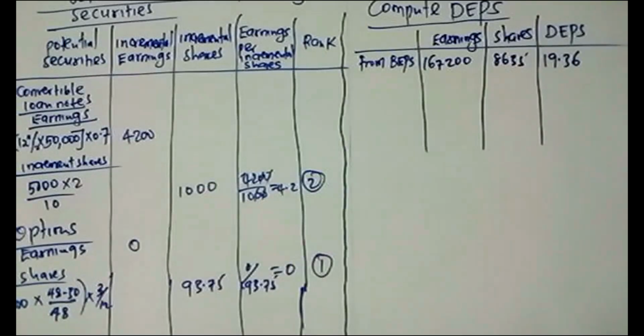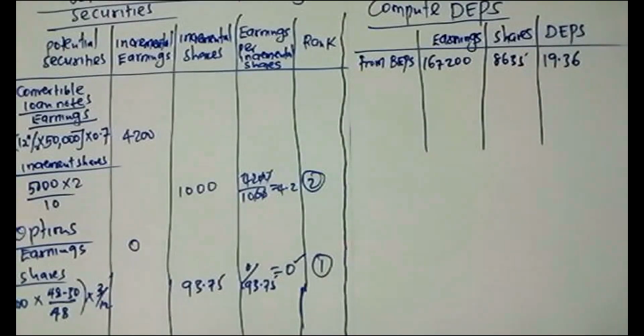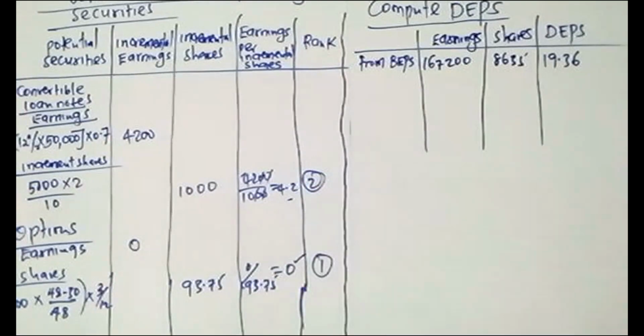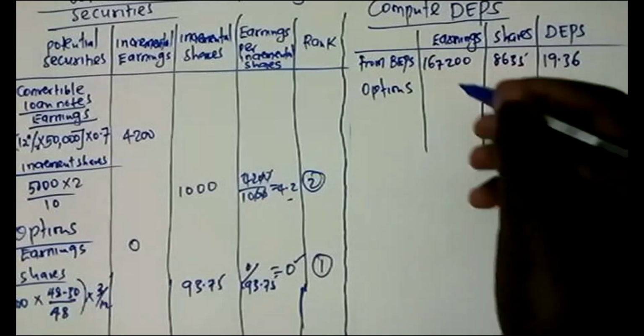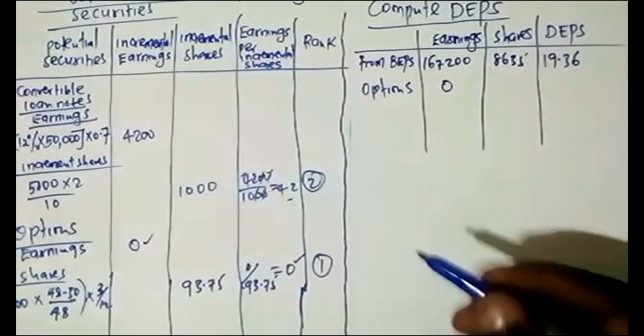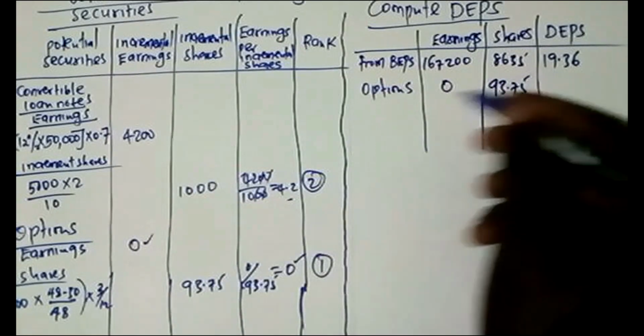Then from there, I have to check the potential securities which have a dilutive effect on the basic earnings per share. That is why I ranked the options as number 1, because they have a dilutive effect on the basic earnings per share. After we did this, we got 0. So 0 is less than 4.2, which means that this is options. So for the earnings, here is 0, and for the shares it is 93.75.